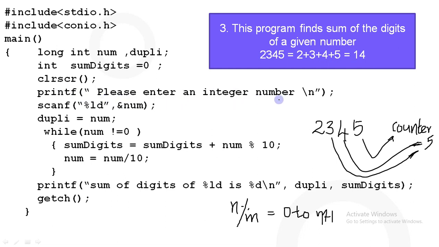Printf, please enter the integer number. Percentage LD number, ampersand number. Number will come in. Duplicated number equal to num. Okay, it will be duplicated.